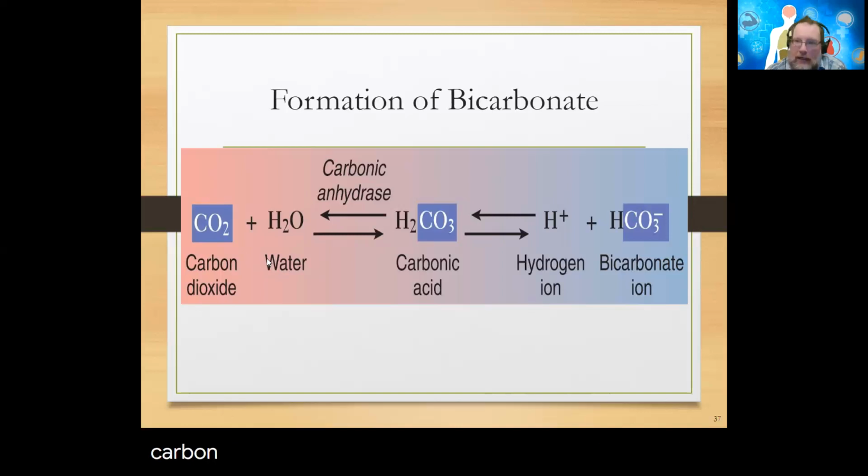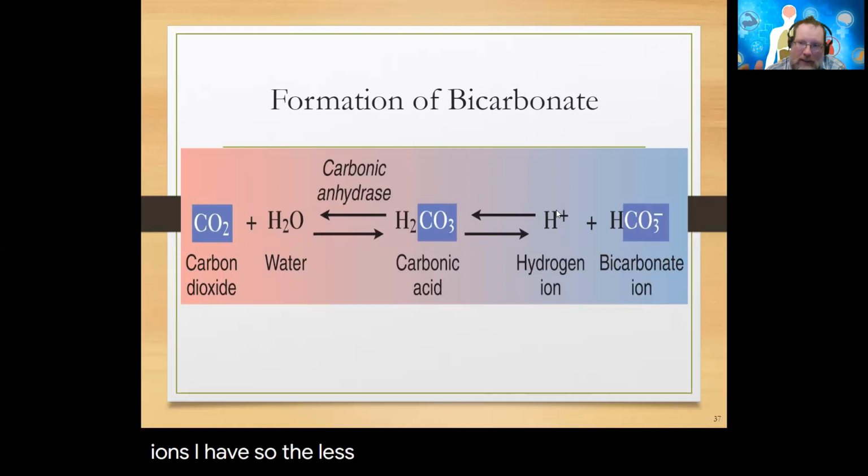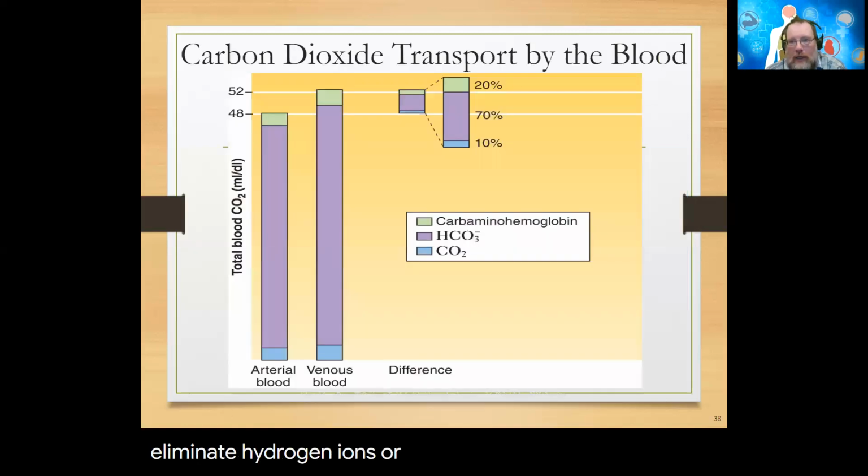So what the body does initially, through proper exhalation, proper inhalation, proper ventilation, is get rid of carbon dioxide. So the less carbon dioxide I have, the less hydrogen ions I have. So the less work the kidneys have to do to eliminate hydrogen ions, or raise pH, getting us back to neutral.